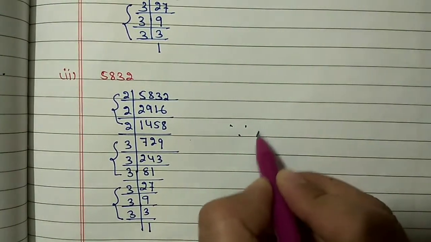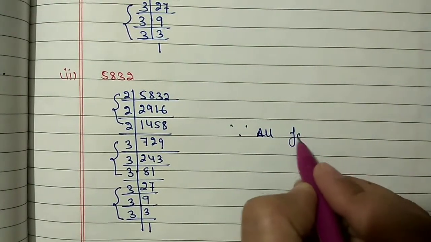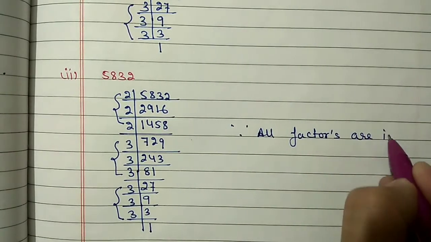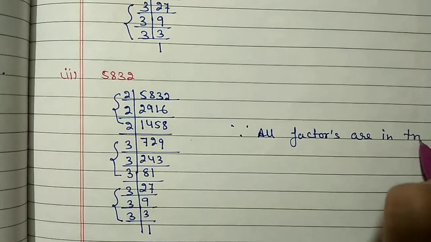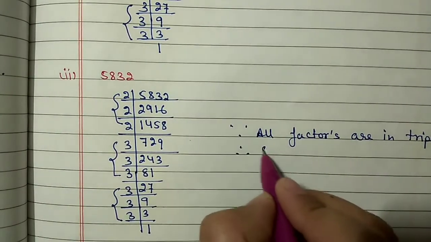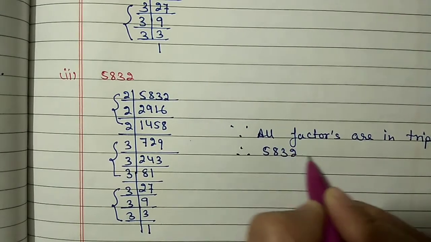So because all factors are in triplet, therefore 5832 is a perfect cube.